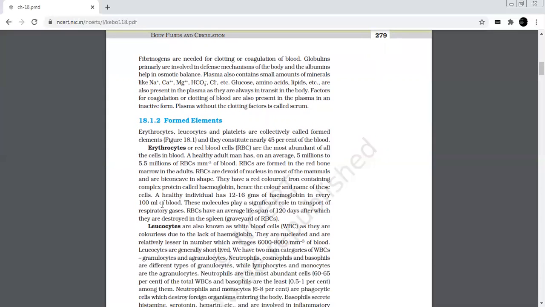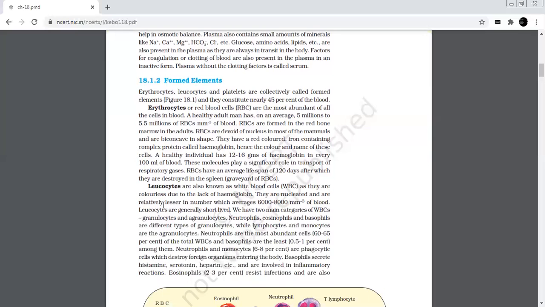The shape of RBC is disc-like, biconcave, with a diameter of 7 to 8 microns. The shape of RBC is slightly variable as there are no cell organelles found in it. The whole volume is filled with hemoglobin. If we see lifespan, it is about 120 days, after which hemoglobin becomes non-functional and RBCs get destroyed in the spleen. So spleen is called the graveyard of RBC.